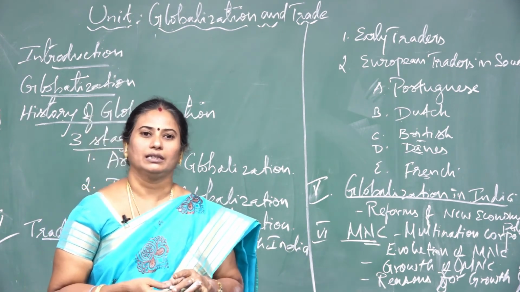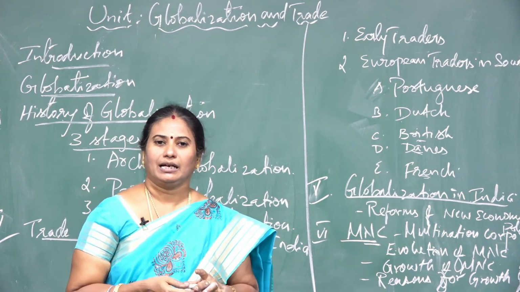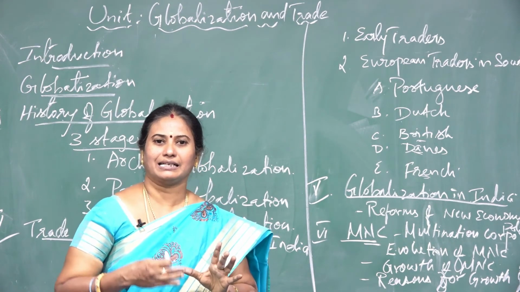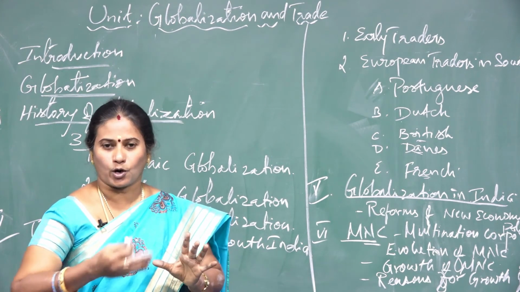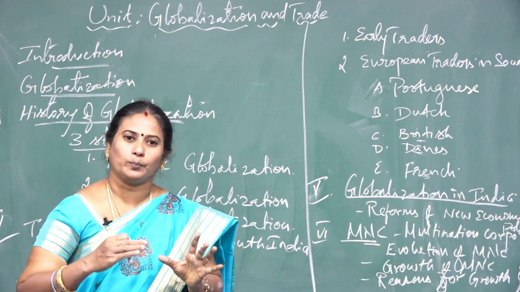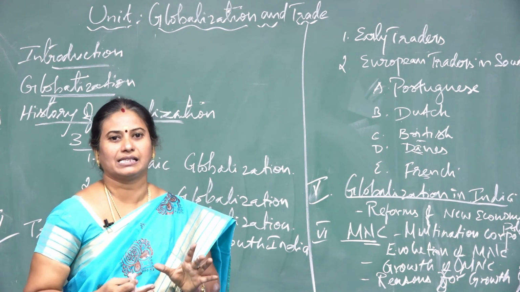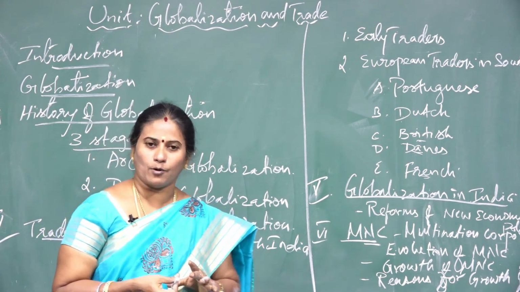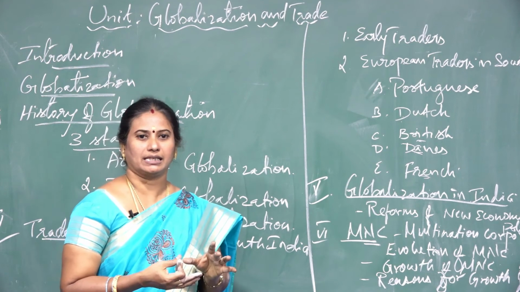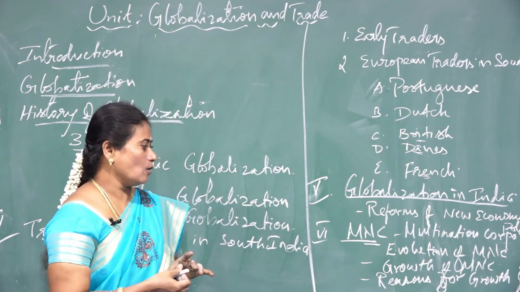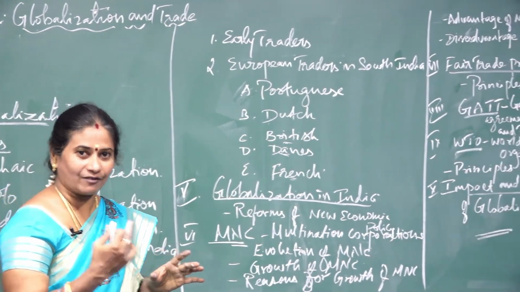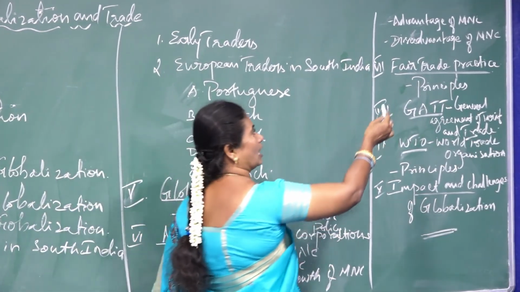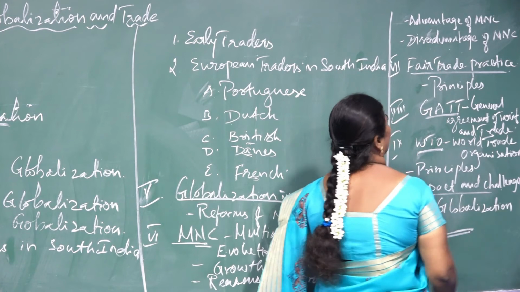The fifth one is product innovations. MNCs have research and scientific staff engaged in the production of new products and also superior designs in the existing products. This is about product innovations in MNCs. Now I am going to explain two things: the advantages of MNCs and also the disadvantages of MNCs.